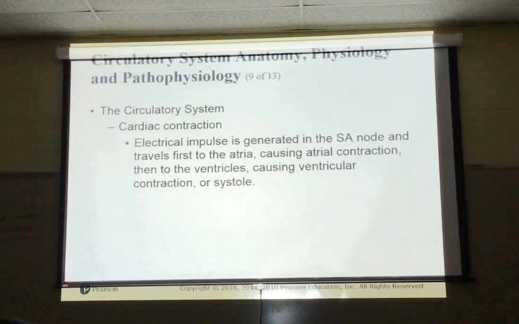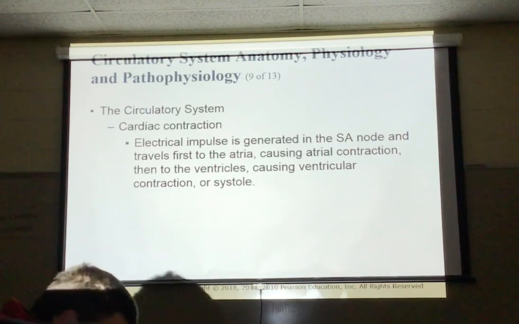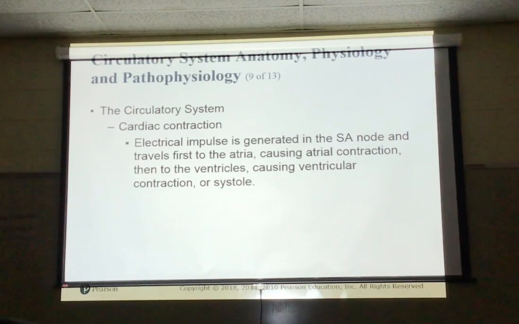The SA node is at the very top of the right atrium. The impulse travels through both the right and left atria by way of the Bachmann bundle. Both atria contract simultaneously because of this electrical impulse. The impulse then travels to the AV node by way of an internodal tract located between the atria and the ventricle. The impulse is inhibited briefly to allow blood from the contracted atria to fill the ventricles.